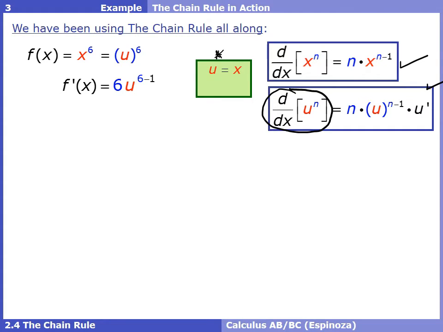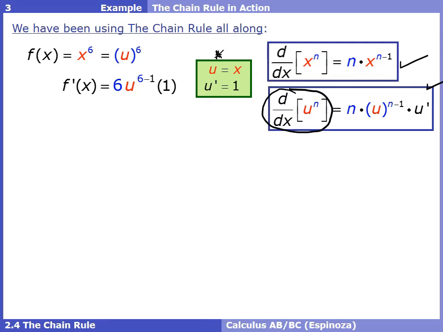If you focus on that u box for a moment, the derivative of u is u prime. The derivative of x is 1. So we know u prime is equal to 1. So we can go ahead and add that into our derivative. U prime, which we need to multiply by, is 1. So how can we clean this up? Well, of course, multiplying by 1 doesn't change the problem.